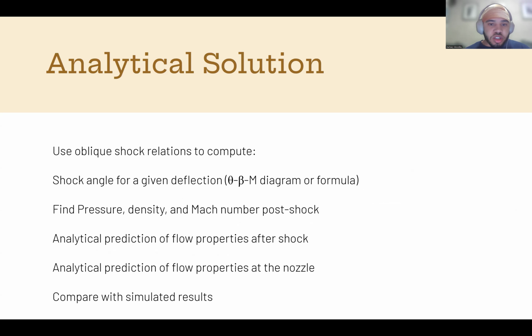So for our analytical solution, we decided to use oblique shock relations to compute the shock angle for a given deflection, so the theta, beta, and M diagram formula. Find the pressure, density, and Mach number post-shock. Analytical prediction of flow properties after shock. Analytical predictions of flow properties at the nozzle. And then later compare with the simulated results to see how our analytical solution stood up to that.